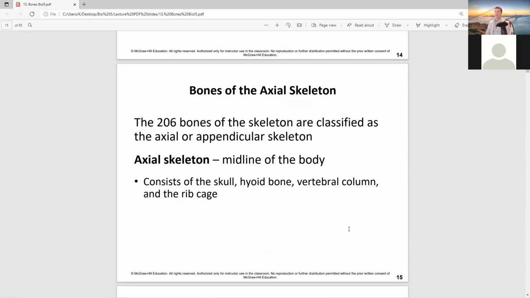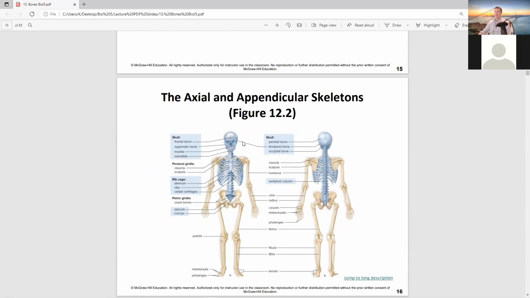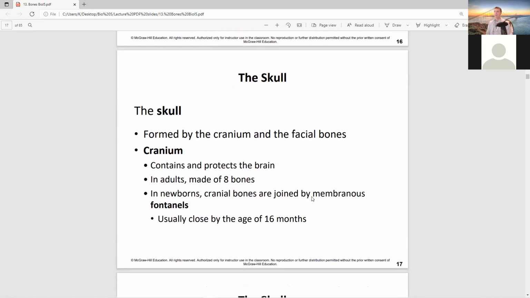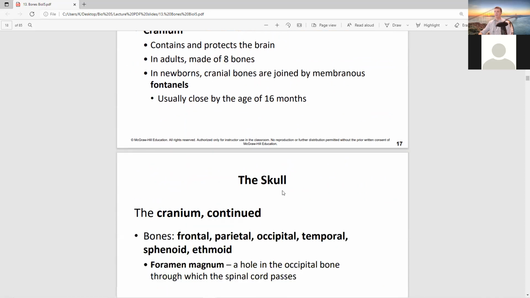The axial skeleton is the midline of the body and consists of the skull, hyoid bone, vertebral column, and the rib cage. So that's shown here, the axial and appendicular skeletons. The axial skeleton is the skull, the rib cage, and things like that. The skull is formed by the cranium and the facial bones. The cranium contains and protects the brain. In adults, it's made of 8 bones. In newborns, cranial bones are joined by membranous fontanelles, usually closed by the age of 16 months.